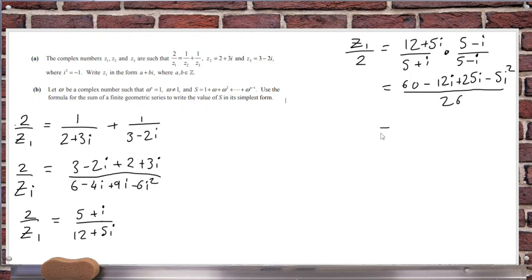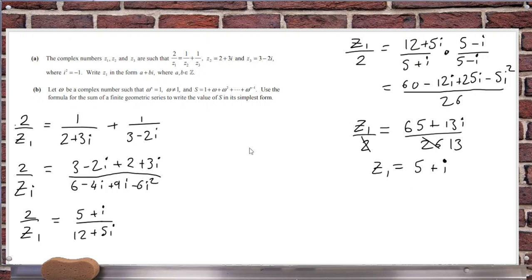So let's see, that's equal to 65 plus 13i over 26. That's Z1 over 2. I'll multiply both sides by 2, so that becomes a 13. And 13 goes into 65 5 times, doesn't it? So if I divide everything by the 13 here, I get 5 plus i.